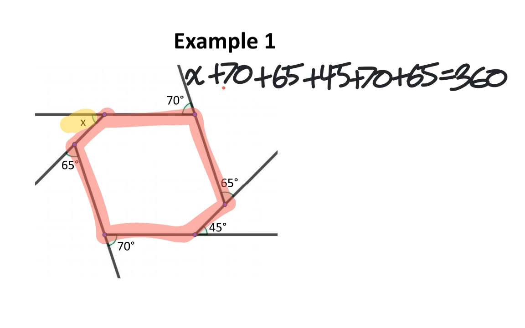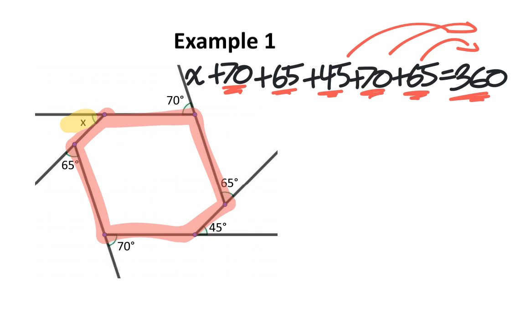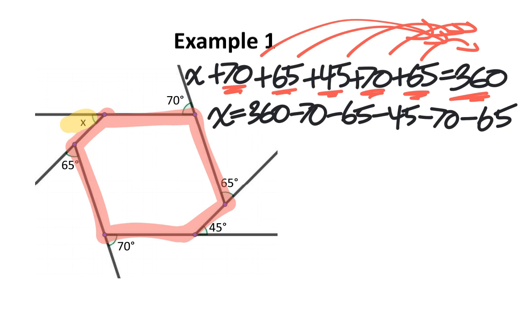Next, I'm going to identify like terms. 70, 65, 45, 70, 65, and 360 are all like terms. I'm going to collect like terms by bringing all of these terms to the other side of the equation. And when I do so, they are no longer positive, they become negative. Now that I've collected like terms, I can simplify the right side of the equation, and that is going to give me 45 degrees. Therefore, x is equal to 45 degrees.